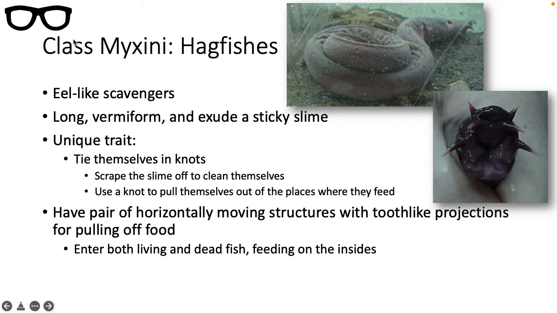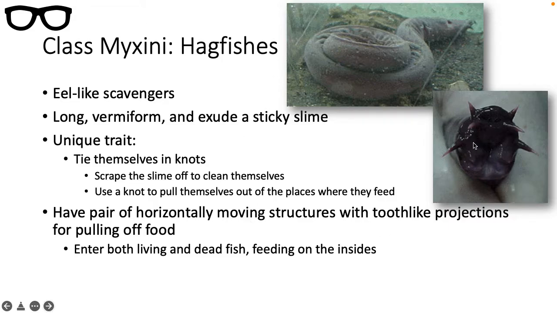So these nerd glasses means that I'm just going to dive into hagfishes because they are quite unique. I don't know if you've ever seen a hagfish. This is what a hagfish looks like. Eel-like scavengers, long, vermivore, and they tend to exude a sticky slime. Another unique thing about hagfish, they tie themselves in knots to clean excess slime off them. And they also use knots to rip their meal to shred it because they don't really have jaws, right? So they coil around it and chop up their food so they can consume it.